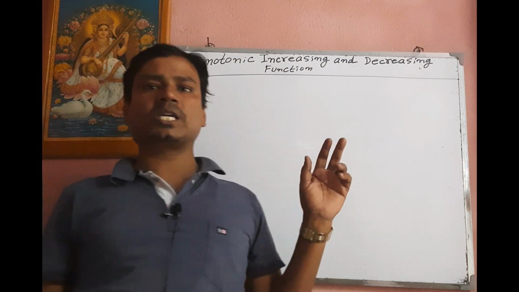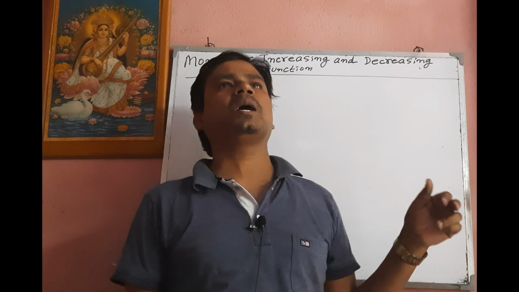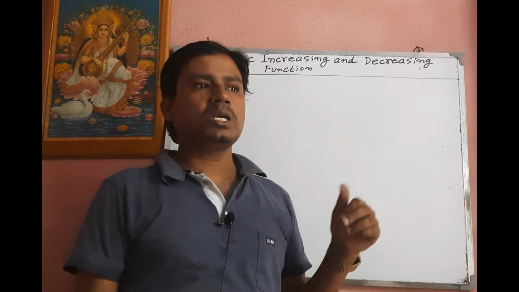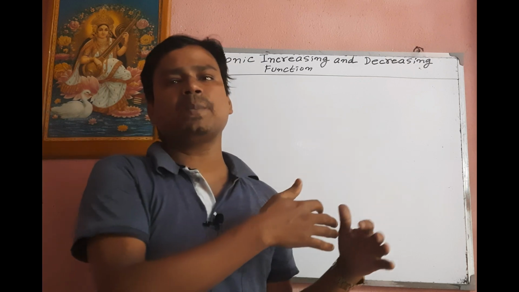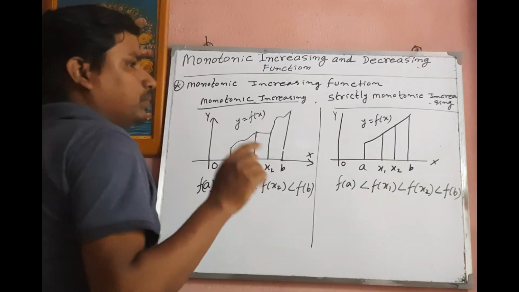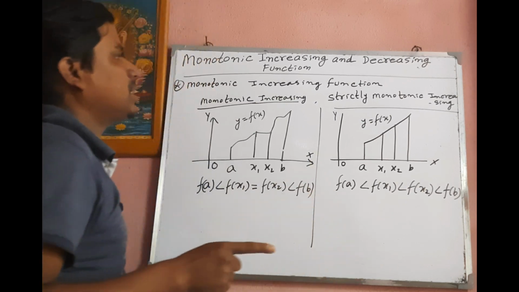Now at first we are giving some information about this chapter and some laws about this chapter. After giving the laws and information, we are giving some examples for this chapter. Now at first we are discussing the monotonic increasing function.